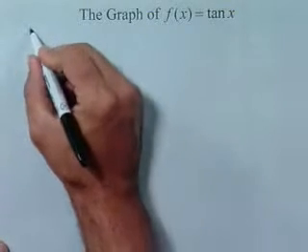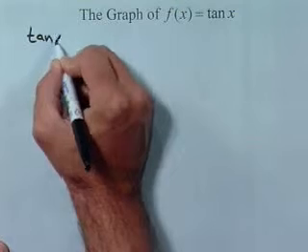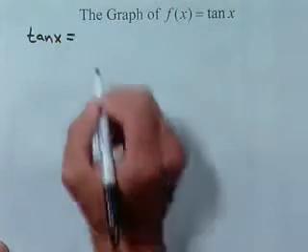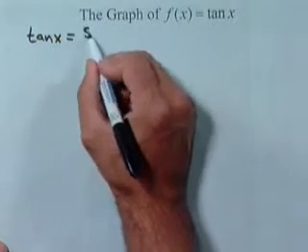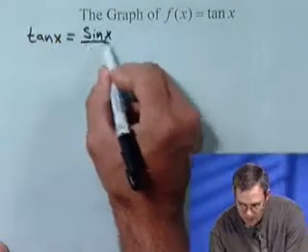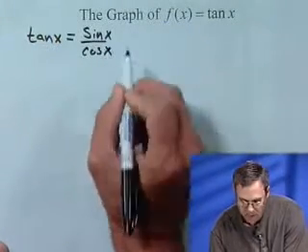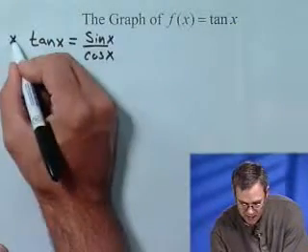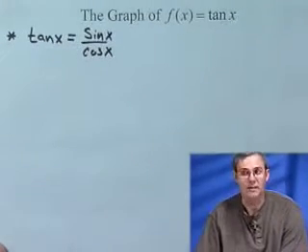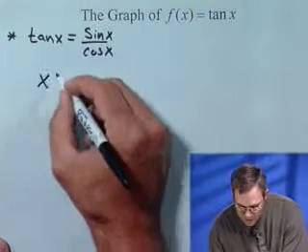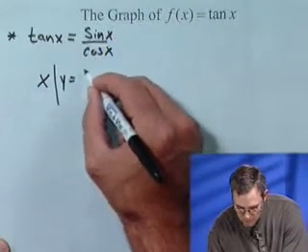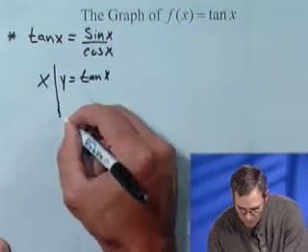Let's take a look at the graph of tangent x. Just like with sine and cosine x, I'll make a table of values, we'll plot the points and see what we get. Okay, let's remember something first. Tangent x is the exact same thing as sine x divided by cosine x. So let's keep that in mind as we're graphing this function. So let's get a table of values. We'll plot some points and see what we get.